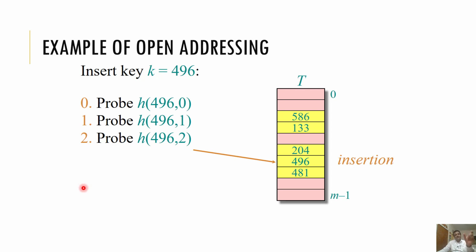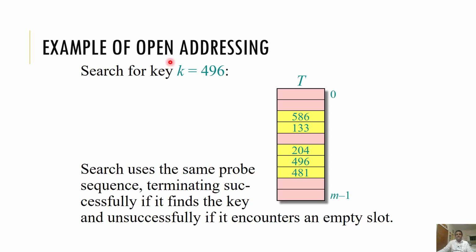So we have to start from the first, H0, H1, H2 like this, until we get it. Searching we will do now. Suppose we are searching 496. How to search? Search uses the same probe sequence, and it will terminate successfully. Every time we check whether the key is the same as what we are searching, or whether we reach an empty slot. If we reach an empty slot, then there is no question of searching further. That is the strategy we use. But we don't know the probe sequence, so we have to start from the 0th probe, then the 1st probe, like this: H0, H1.